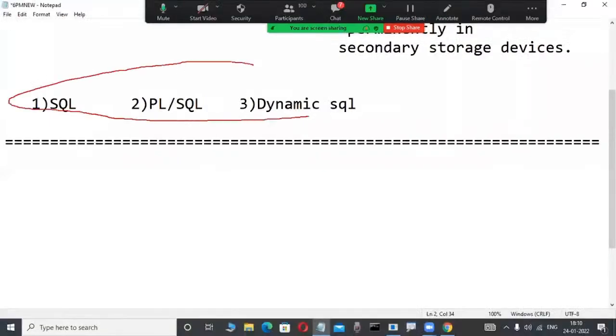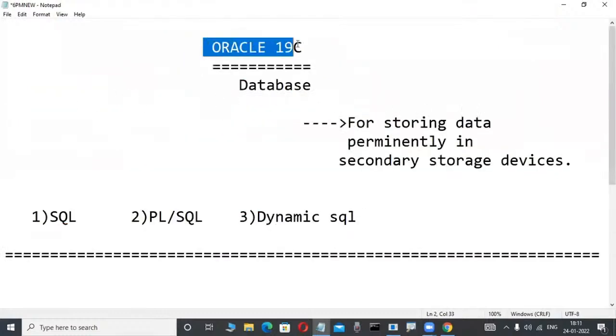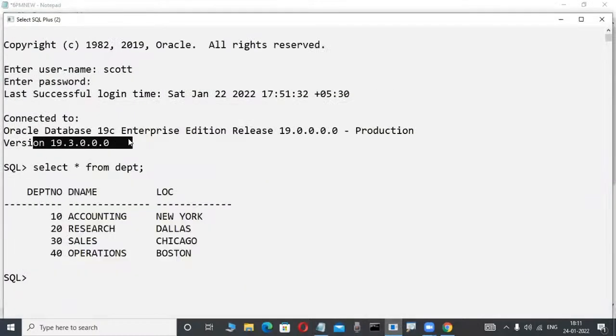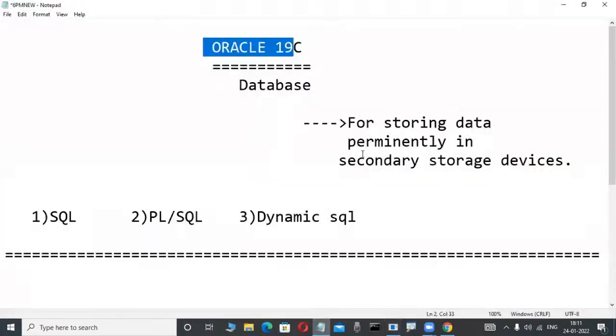What is the SQL language? What is the PL/SQL language? What is dynamic SQL? Big concepts. Through these languages we operate these types of products, Oracle in your company. Up to this point I told you in the previous classes.